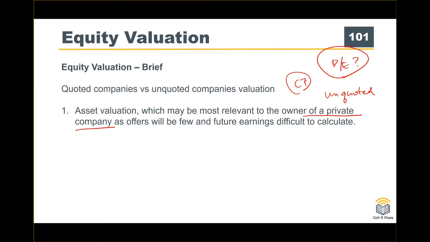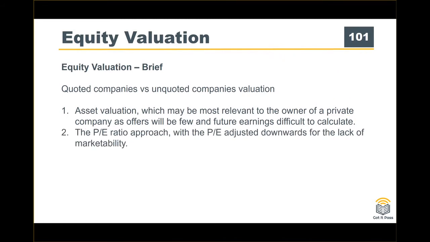For the cash flow models, like NPV or the dividend valuation model, it is difficult to estimate the cost of equity, the dividend growth rate, as well as the project-specific discount rate, as shared with you here. So for a small company or unquoted private company, asset valuation seems to be the best way. For the PE ratio approach or PE multiple approach, the PE is adjusted downwards for the lack of marketability, so that's a problem, but it's still widely accepted because it is good for big companies.